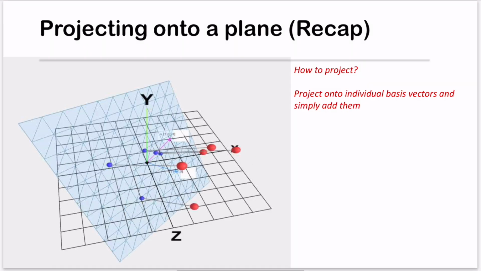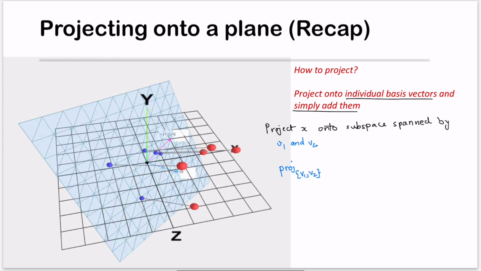So what if we want to project onto a plane which is spanned by two vectors? In that case, we project onto individual basis vectors and simply add them. Suppose I want to project x onto a subspace, say capital V, which is spanned by v1 and v2. You can see it in the diagram. The projection onto the subspace spanned by v1 and v2 of a data point x is given by v1 transpose x times v1 plus v2 transpose x times v2. Here v1 and v2 are assumed to be unit vectors, and the others are scalars.